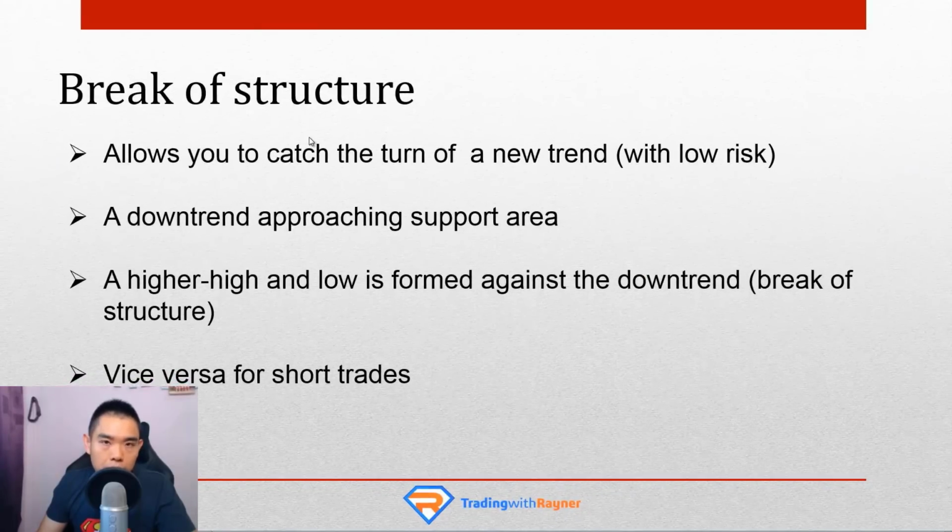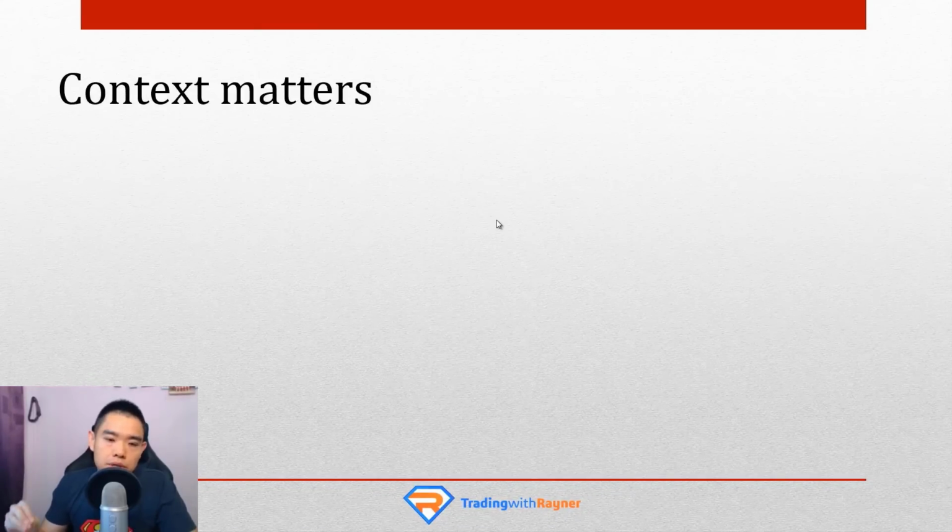We talked quite a bit on the break of structure. Next thing I want to talk about is context matters. So yes, I spent a lot of time talking about entries, right? The false break, the first pullback, yada yada. But you have to understand that the context matters. So what do I mean by this?